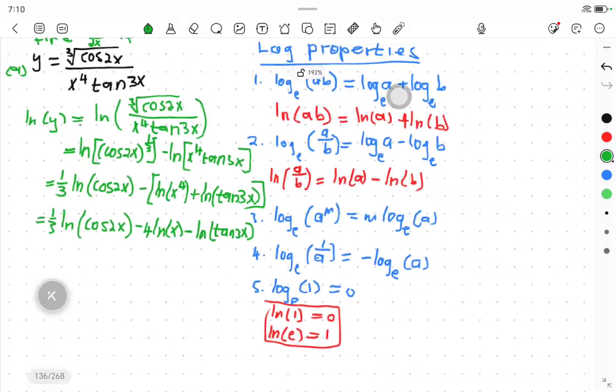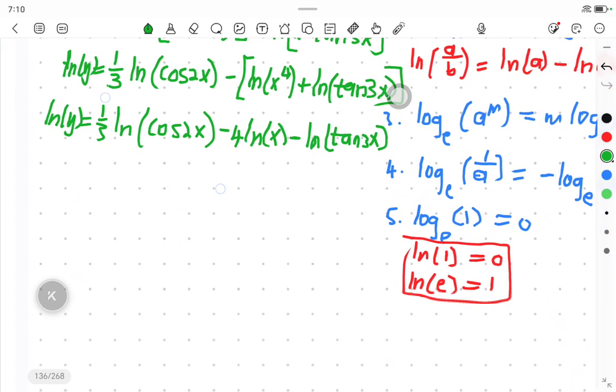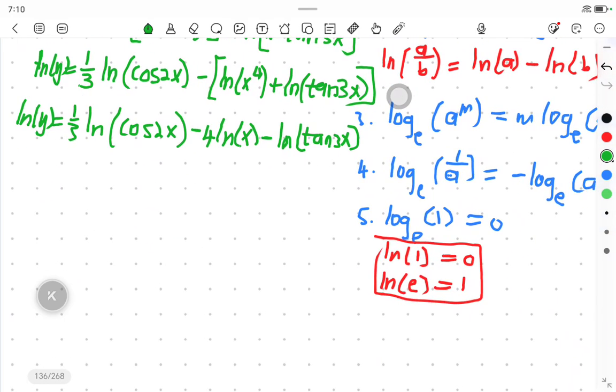We see, right? Now, since we have this, we can now introduce the derivative on both sides. We introduce d over dx. Then we start deriving. Now, if I introduce d over dx on both sides, let's see what we're going to get.